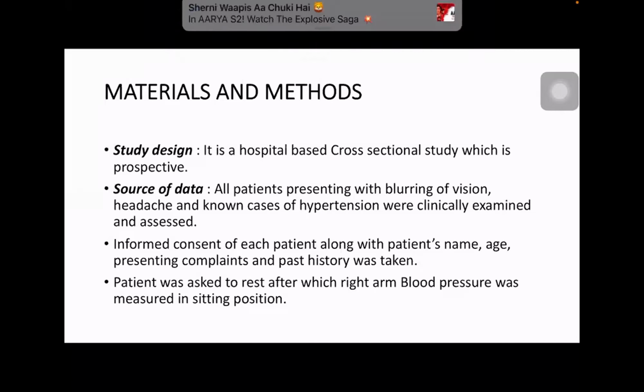I think next is Dr. Sahana, who has to present FP1307. Are you ready? Good afternoon, ma'am. Can you hear me? Yeah, we can hear you.